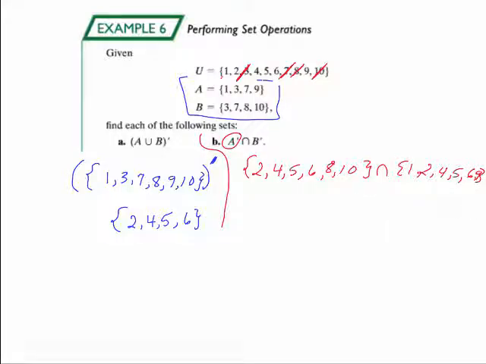I need the intersection, and what intersection asks for is what's in common. What's in common is they both have a 2, they both have a 4, they both have a 5 and a 6, and that's it. So my intersection is 2, 4, 5, 6.